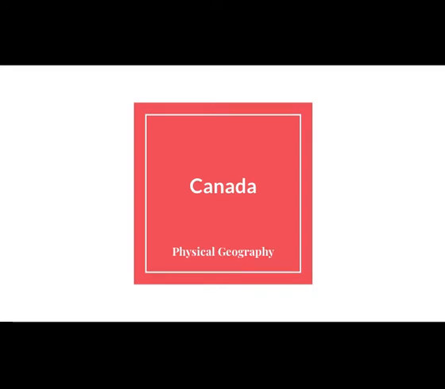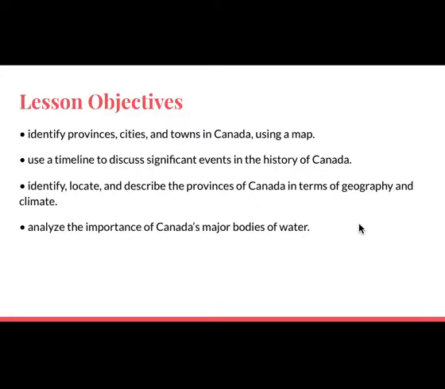Chapter 6 is our study in North America still. We're moving north from the United States to the country of Canada. And in Lesson 1, we're going to begin to study the physical geography of Canada. Our objectives for today's lesson are to identify the provinces, cities, and towns in Canada using a map.